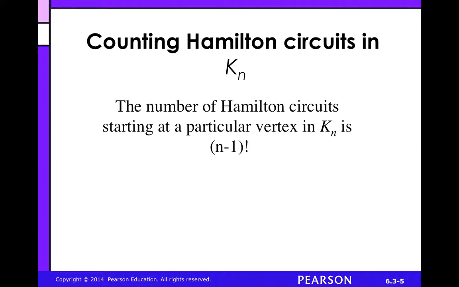For reasons that will become clear later, we need to be able to count the number of Hamilton circuits in a complete graph with n vertices. So without explaining where this comes from, just in the interest of time, let me tell you that the number of Hamilton circuits starting at a particular vertex in the complete graph on n vertices is: take the number of vertices, subtract 1 from it, and then apply the factorial symbol.